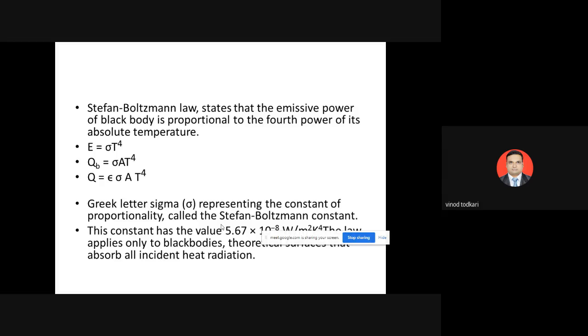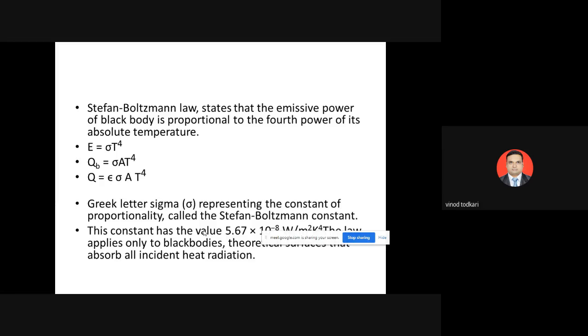where Q is the rate of heat loss by radiation. Epsilon is the emissivity. Sigma is the Stefan Boltzmann's constant. The value of sigma is 5.67 into 10 raised to minus 8 watts per meter square Kelvin raised to 4. It is easy to remember this value. It is in sequence 5, 6, 7, 8. If you look at the figure, it is 5.67 into 10 to the power minus 8 watts per meter square Kelvin raised to 4. So I think it is clear to you.